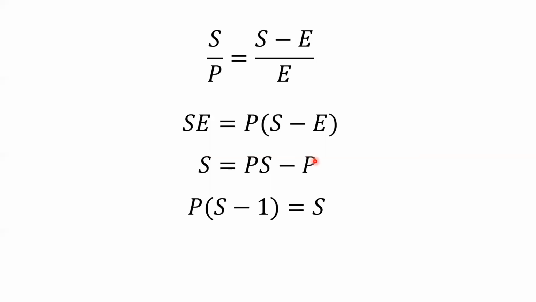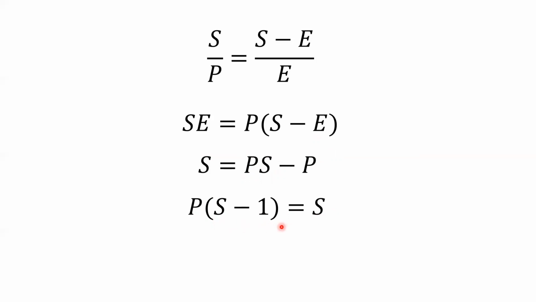What I did here was move the P to the other side. No, I'm sorry, what I did was factor out P. Take this expression, factor out P, and you get this. So I factored out the P and then I just flipped the two sides of the equation. And then the last step to solve for P, of course, would be to divide by S minus 1.